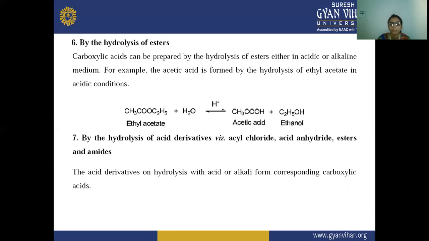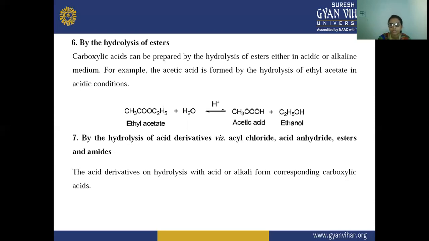Now next is the hydrolysis of the ester. So the ester gets hydrolyzed and there is a formation of a carboxylic acid. The carboxylic acid can be prepared by the hydrolysis of esters either in acidic or alkaline medium. For example, acetic acid is formed by the hydrolysis of ethyl acetate in acidic condition.